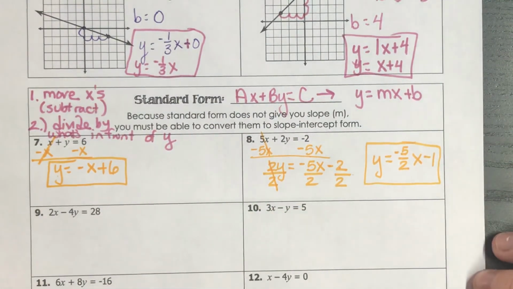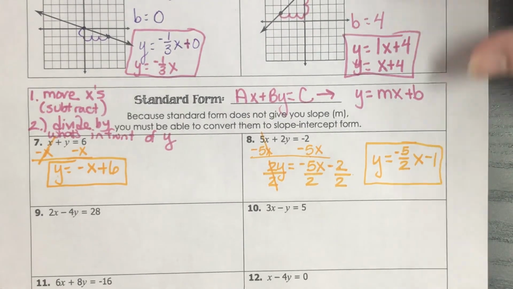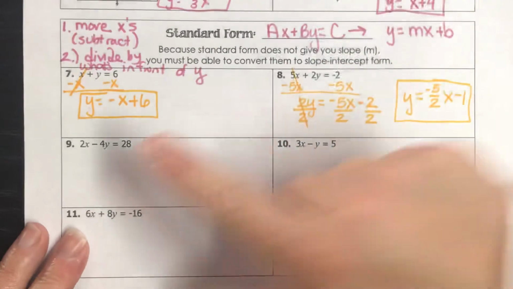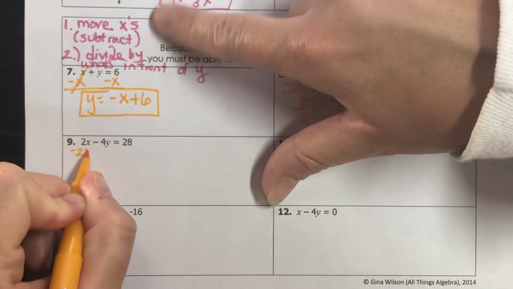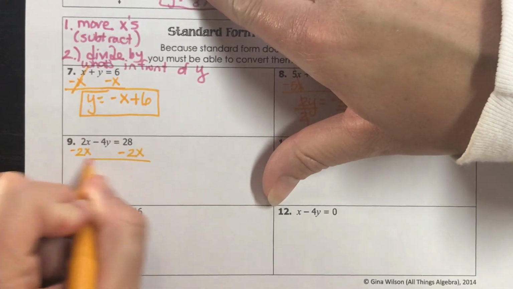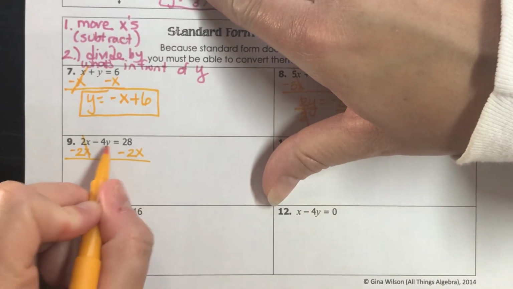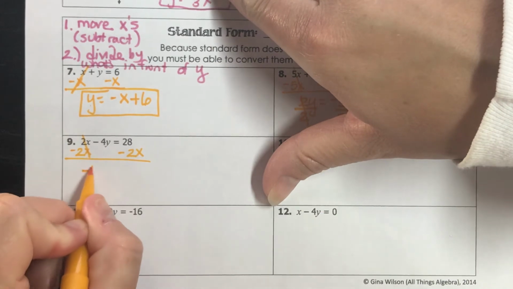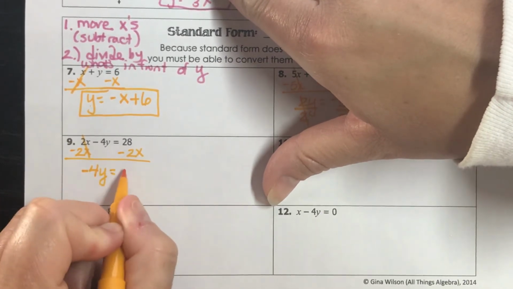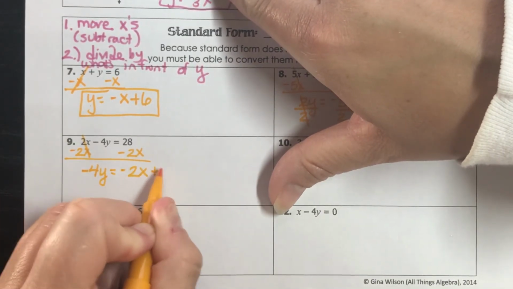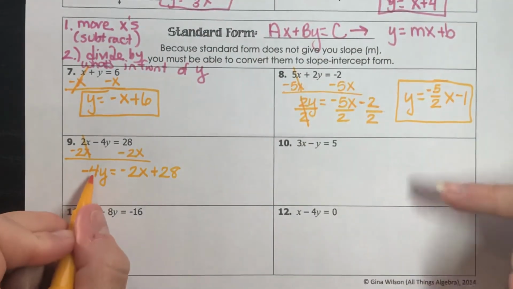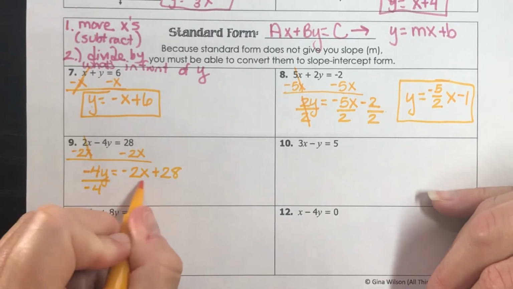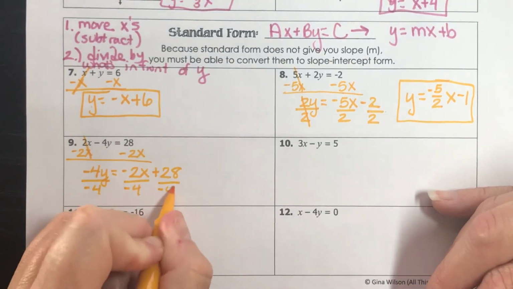I'll probably just do one more so that it kind of gets the point across. And you can always rewind if you need to. So number 9, step 1, move your x's. So I'm going to subtract 2x. But again, remember, you're not really subtracting 2x. Now, this 4 is negative, so you need to make sure you have negative 4y equals negative 2x plus 28. After you move your x's, now you're going to divide by whatever's in front of y. So we're dividing everything by negative 4.